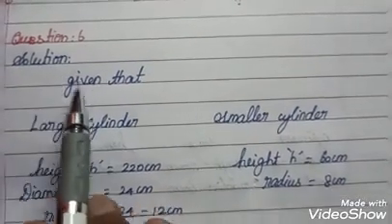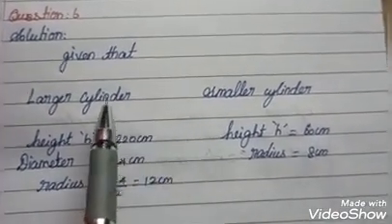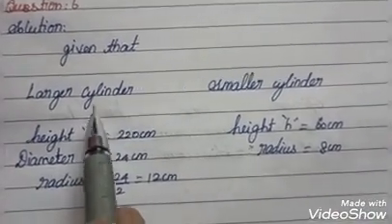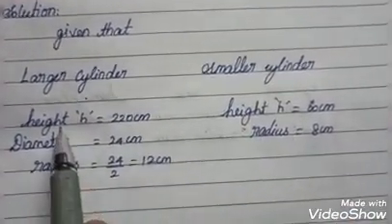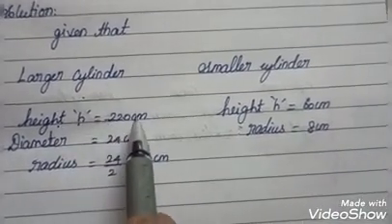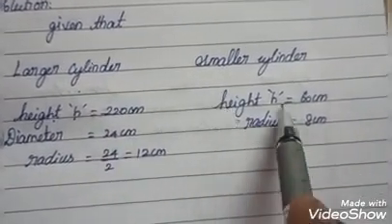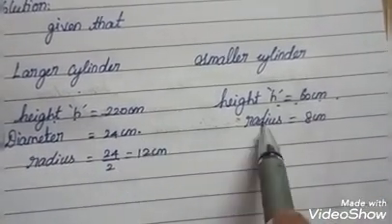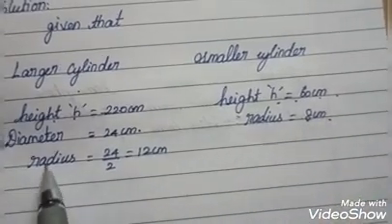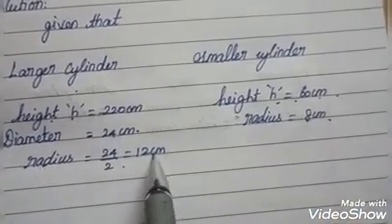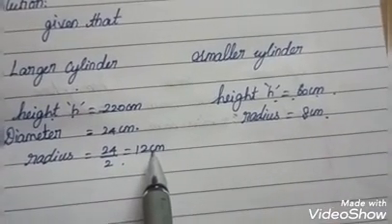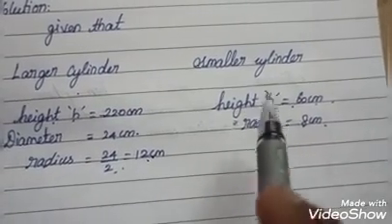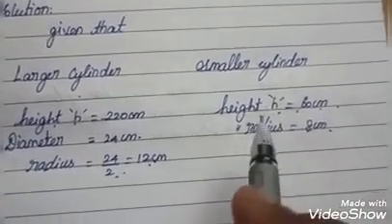Question number 6 solution. The given values, I have to show in the diagram also: larger cylinder, smaller cylinder. The height of the larger cylinder is 220 cm. In the same way, the smaller cylinder height is equal to 60. The diameter is 24, but the radius of the smaller cylinder is 8 cm, and the radius of the larger cylinder is 12 cm. You divide the diameter by 2 and you get the radius. Now we have all the values. What do we have to find? We need to find the mass of the solid.